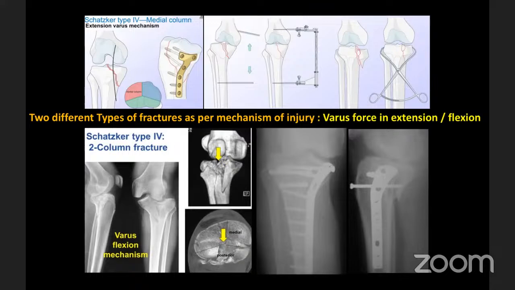This is very much classical, sir. It always goes like that only, and it needs coronal plane posterior approaches. See, this second injury is a classical varus force in flexion injury. It has a medial condyle fracture with the apex posteriorly. See here, posterior. There is a central impaction of the lateral condyle by the lateral femoral condyle, and there is an anterior subluxation of the tibia because of the ACL injury.